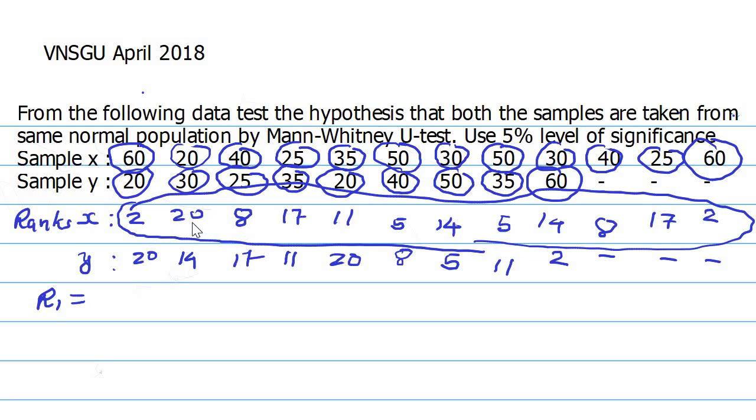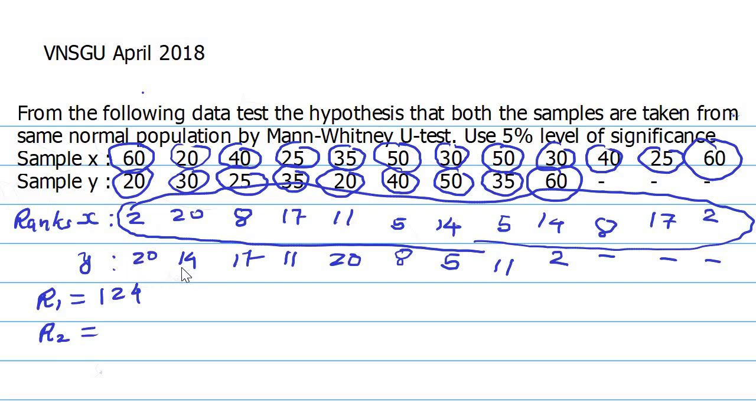So this total will be 2 plus 20, 22, 22 plus 8 is 30, 40, 47, 48, 58, 58 plus 5 is 63, 73, 74, 75, 76, 78, 83, 83 plus 14 will be 93, 94, 95, 96, 97 plus 8, 105, 105 plus 17 will be 122 plus 2, so 124. So R1 will be 124.